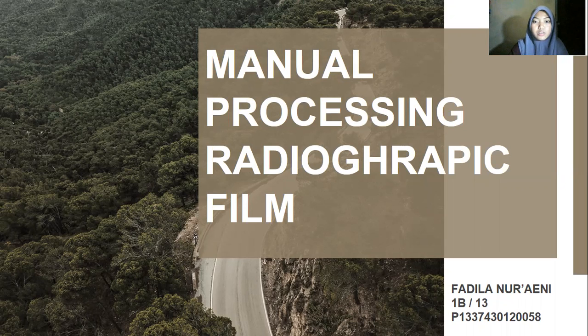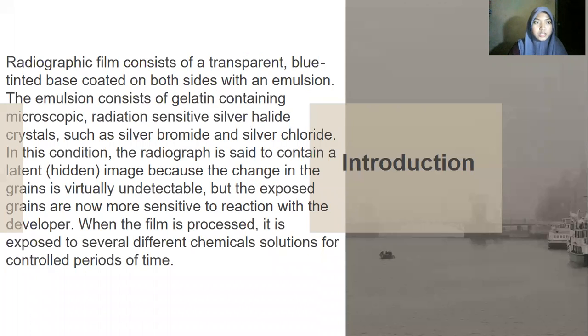Manual processing radiographic film. Introduction. Radiographic film consists of a transparent blue-tinted base coated on both sides with an emulsion. The emulsion consists of gelatin containing microscopic radiation-sensitive silver halide crystals, such as silver bromide and silver chloride.